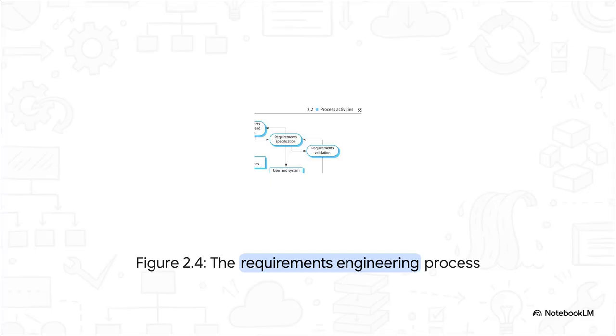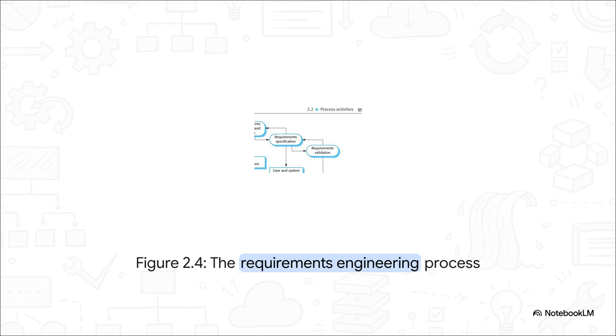Let's break down how this process actually flows. We start with requirements elicitation and analysis. This basically means talking to stakeholders to figure out what they actually need. That raw information then feeds into requirements specification, where we translate those loose needs into formal user and system requirements. Next, those move into requirements validation, where we rigorously check them to make sure they are realistic and consistent. And notice the feedback loops here.